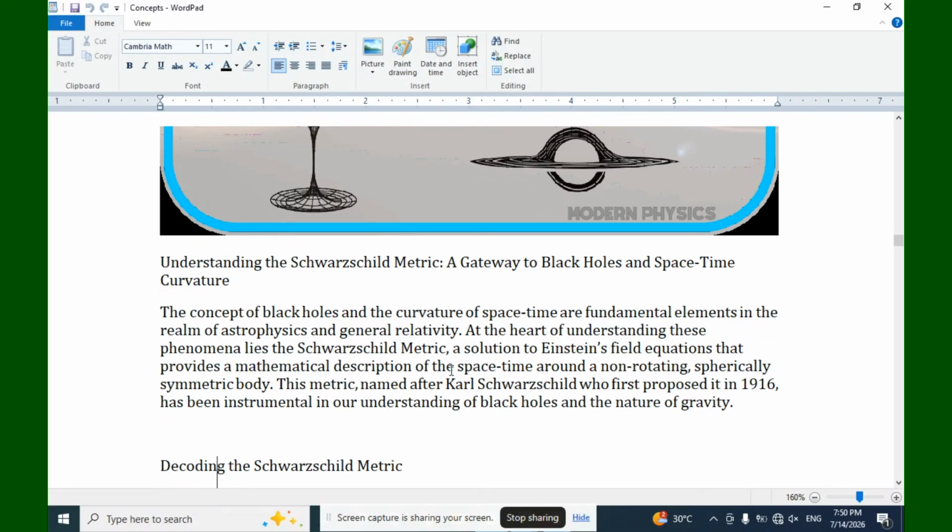Understanding the Schwarzschild metric, a gateway to black holes and spacetime curvature. The concepts of black holes and the curvature of spacetime are fundamental elements in the realms of astrophysics and general relativity. At the heart of understanding these phenomena lies the Schwarzschild metric, a solution to Einstein's field equations that provides a mathematical description of space-time around a non-rotating spherically symmetric body. This metric, named after Karl Schwarzschild, who first proposed it in 1916, has been instrumental in our understanding of black holes and the nature of gravity.